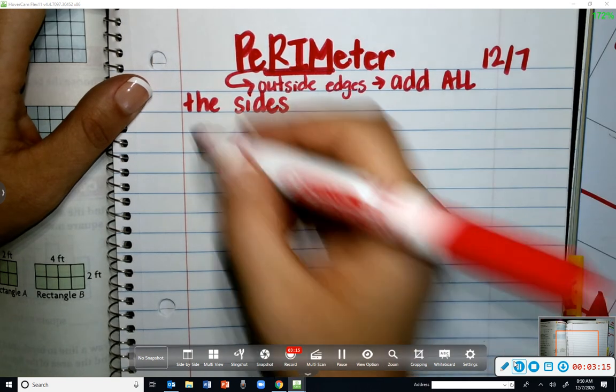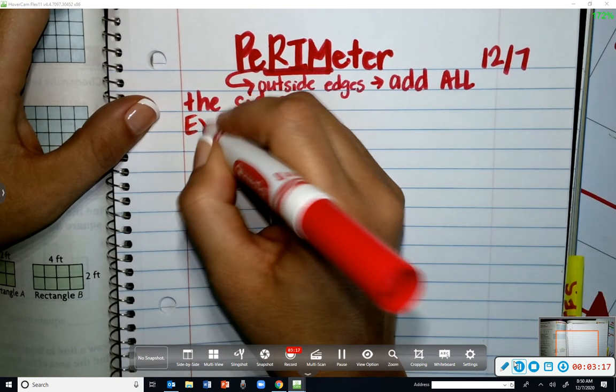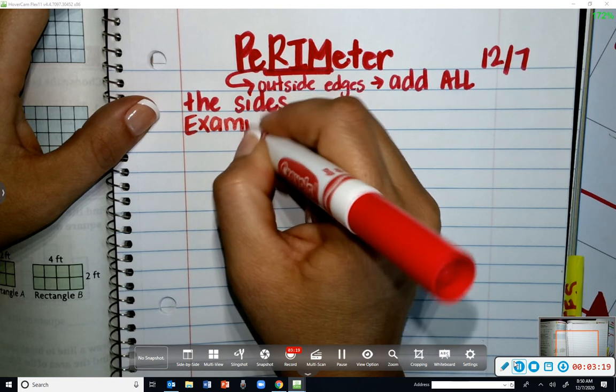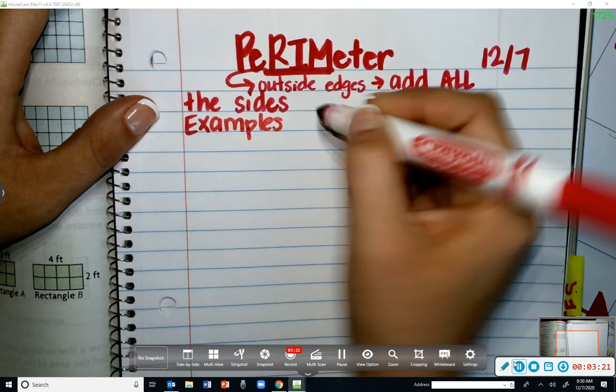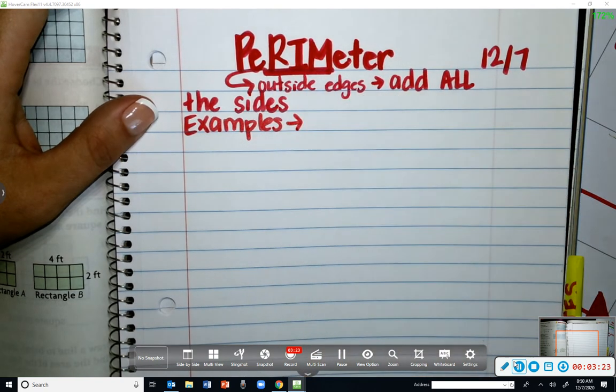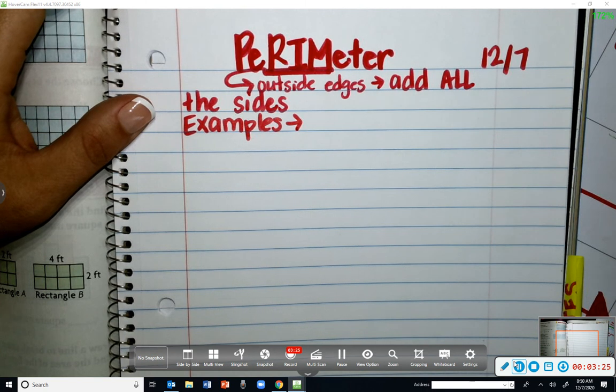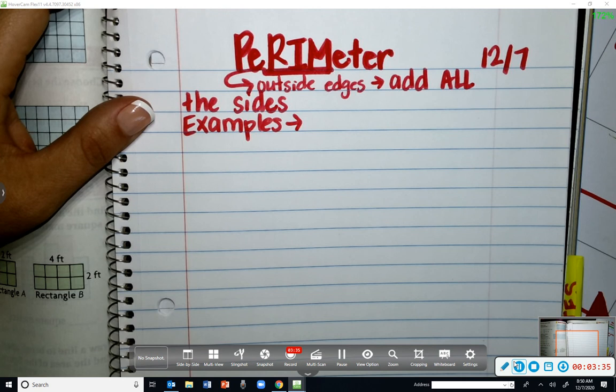Okay, so now let's go over some examples. Like we did for area, an example of how I would use it in real life is painting a wall, laying grass down in a yard, or mulch down in a garden, putting flooring down, the ceiling tiles on our ceiling in our classroom. Those are examples of area. Now, what would be an example of perimeter?